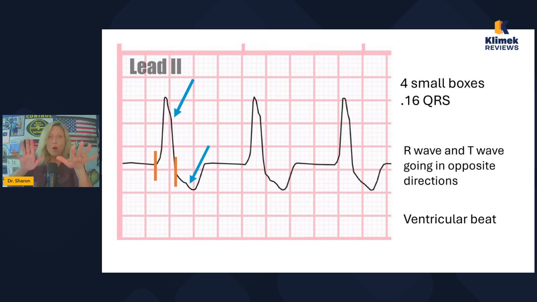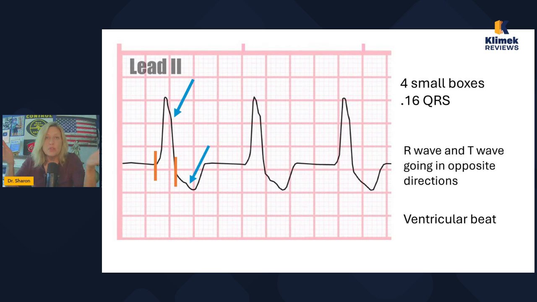Always. A wide QRS where the R and the T are going in the opposite directions, it's always a ventricular beat. Now, the R could have been going down and the T could have been going up, and it still would have been a ventricular beat. It doesn't have to go up. It doesn't have to go down. They just have to go in the opposite directions.